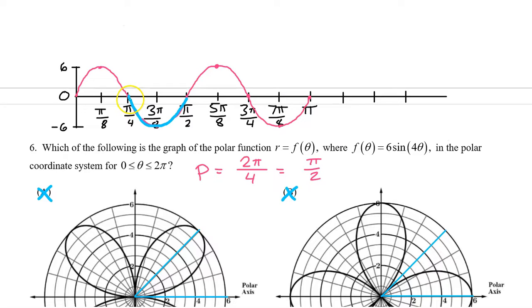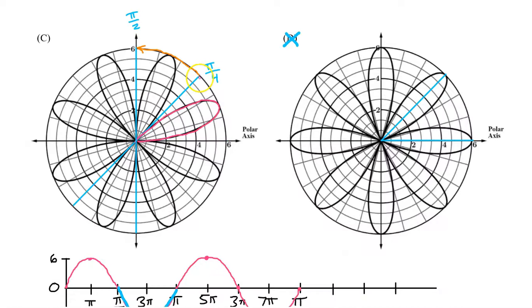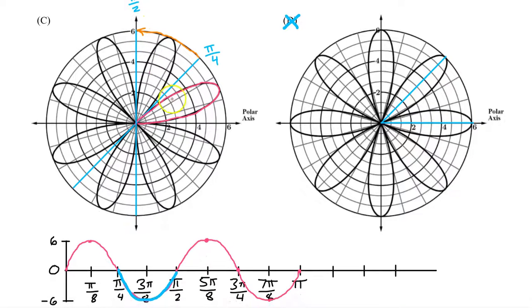On the interval from pi over 4 to pi over 2, we should see another petal on the flower as we begin at the pole, move away from the pole to a distance of 6, and then return to the pole. Since the r values are negative, we should expect to see this petal in the opposite direction from these angles. Pi over 4 to pi over 2 is right here, but again, because of the negative r values, we would expect to see a loop in the opposite direction from here to here, and that is exactly what we see.